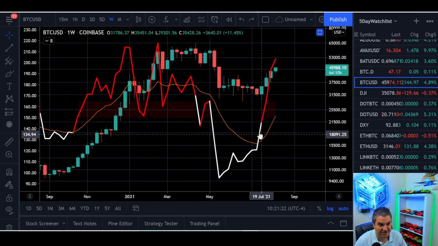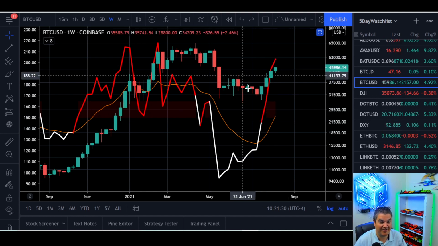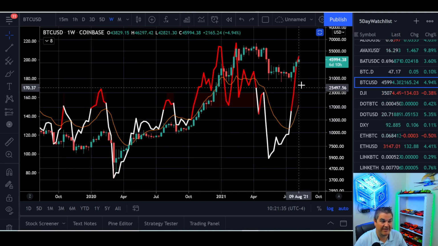You don't want the color change at the top. You want the color change at the bottom when you're really low, and then you flip to red like we just did. Now look at the move. This is a good sign. This is another good sign we can add to our toolkits. The momentum is gaining. Everything is looking good here.